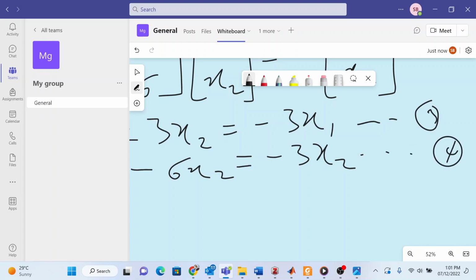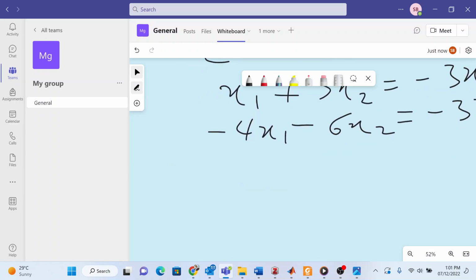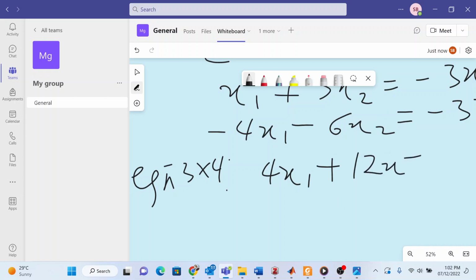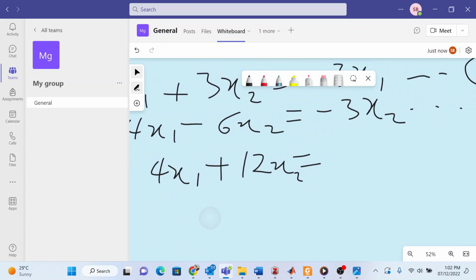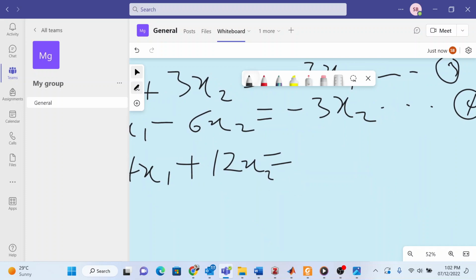Then you can now assign some things to them. You can say equation 3 times 4. So we are multiplying equation 3 by 4. So that will be 4x1 plus 12, as 4 times 3, that's 12x2, and that's going to be minus 12. So that will be minus 12x1, right?